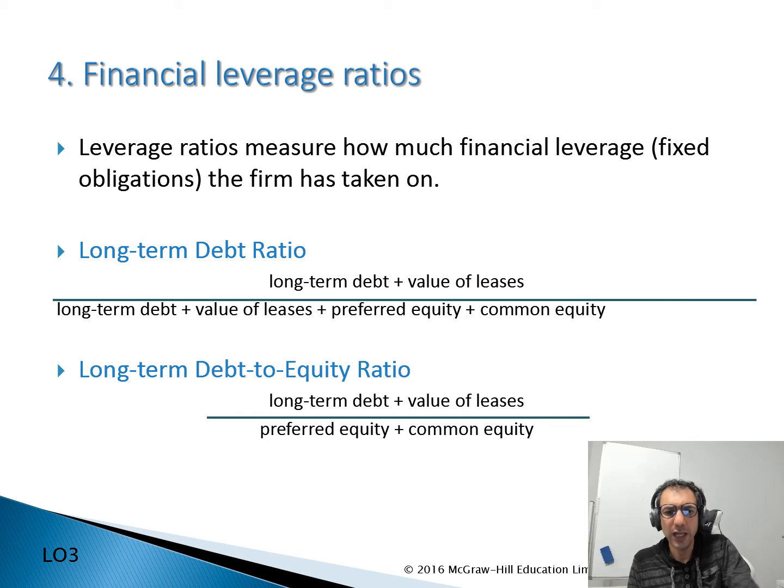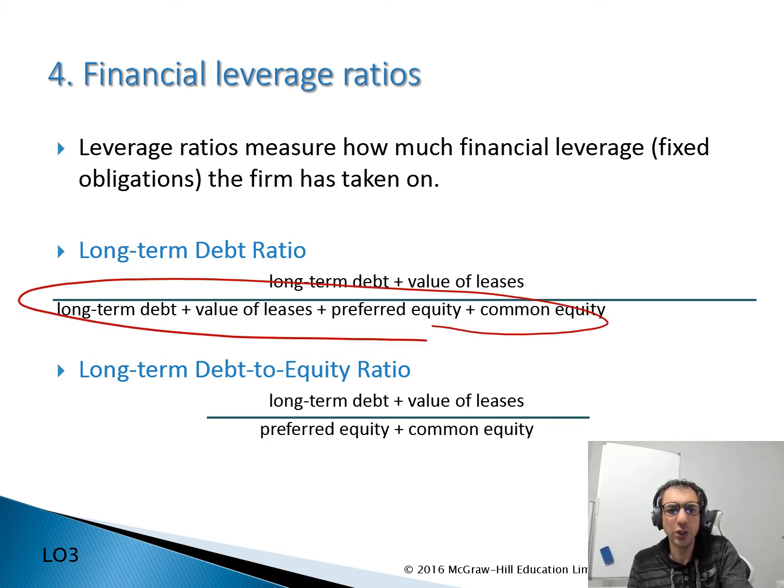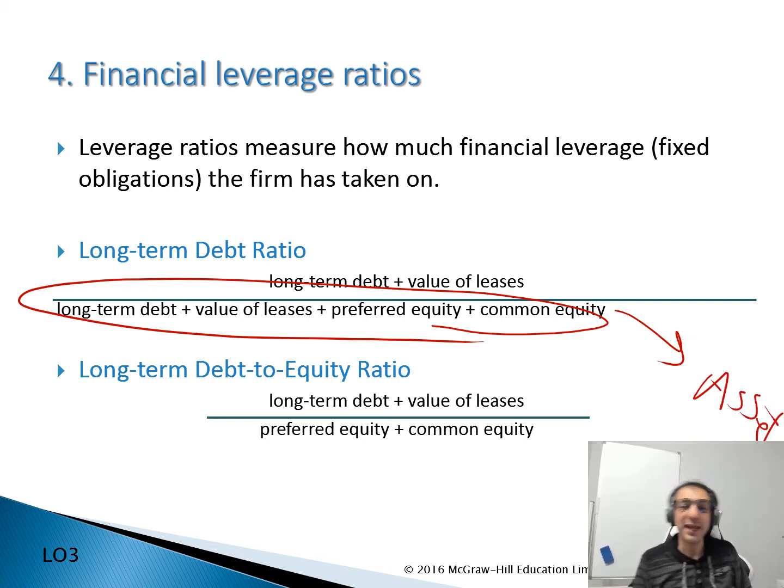Here you have to be careful because, as you see, I'm using a long expression: long-term debt, value of leases, preferred equity, common equity. In other words, that's your assets. Just assets. There is one major difference. Usually we don't include the current liabilities in the debt ratio. But I've seen in some sources they divide the long-term debt by assets, which is approximately correct. So it's not a big deal. You can use total assets instead of all these items: debt, leases, preferred equity, common equity.